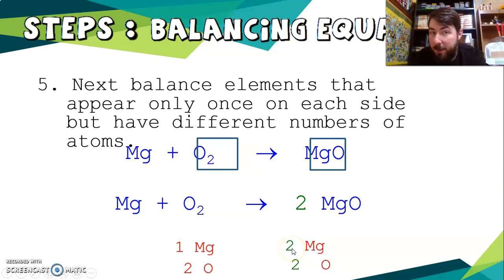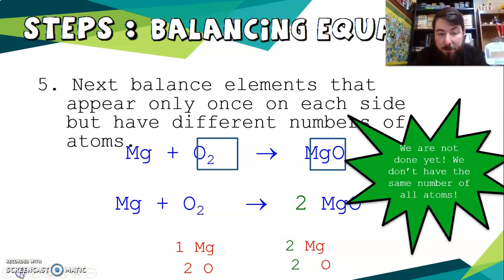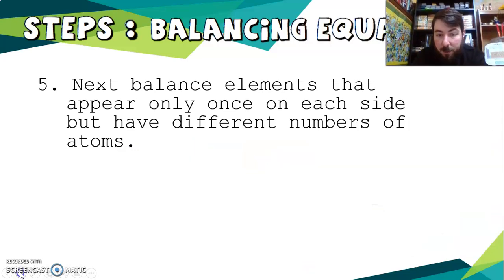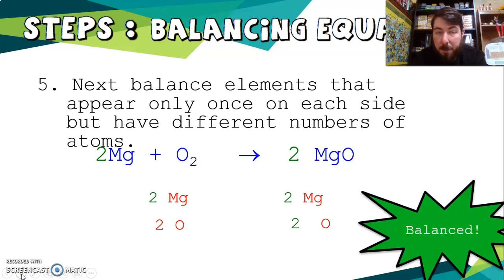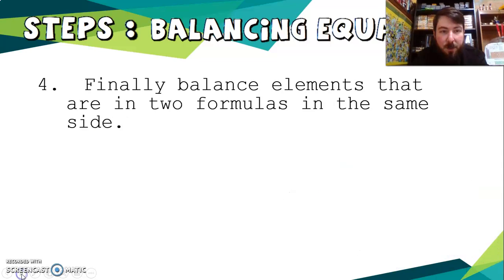Now we have two magnesiums on this side, and we only have one on the left side. So what we do is we have to put a 2 in front of this magnesium here. And now we have 2 magnesiums and 2 oxygens on the left, and 2 magnesiums and 2 oxygens on the right. So this equation is now balanced.